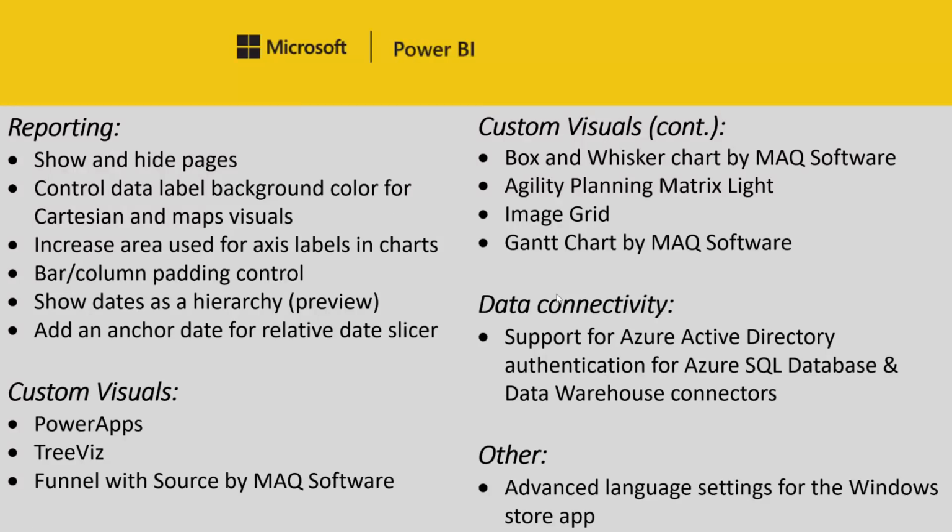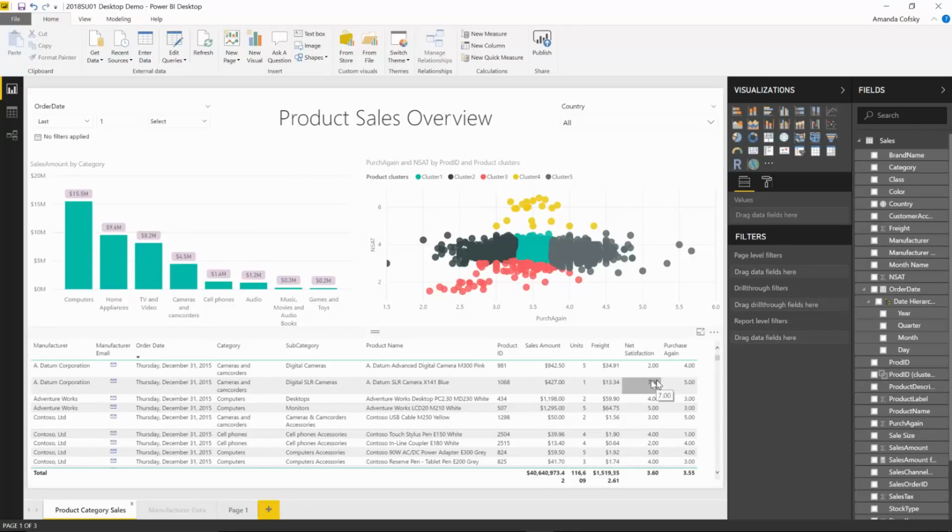Last up on our list of reporting features is the ability to add an anchor date for your relative date slicer. By default, the relative date slicer always works in reference to whatever today's date is. But if you wanted it to instead be the last 7 days from a specific date that you have in mind, you can now do that with the anchor date.